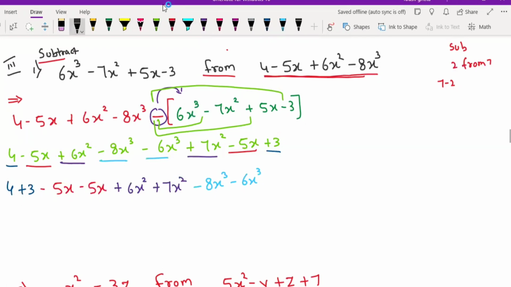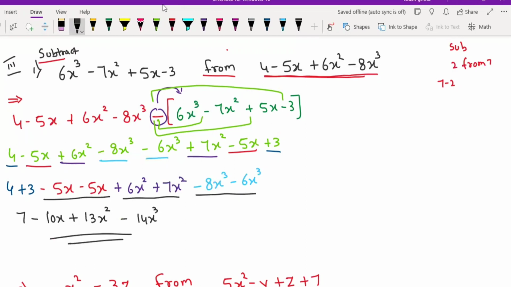So 4 plus 3 will give it as a 7, and the next two terms both are negative, so we're going to add them. So 10x, because 5 plus 5 is 10x. The sign remains similar, that is negative. The next two terms are both with the same sign, that is 6 plus 7 will give it as a 13x square. As I said, both the terms with the same sign, the sign remains similar, that is positive. The next two also with the same sign, that is negative, and we're going to add them, that is 8 plus 6 will give it as a 14x cube. The sign remains similar, that is negative. That's the solution for the first one of the third main. Let us go with the second one.